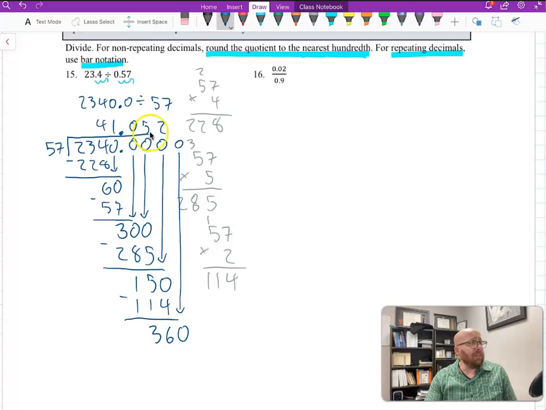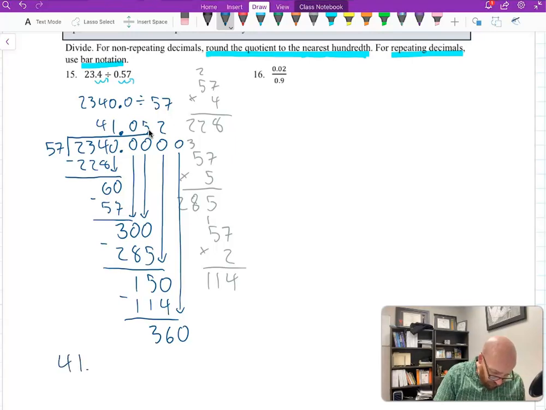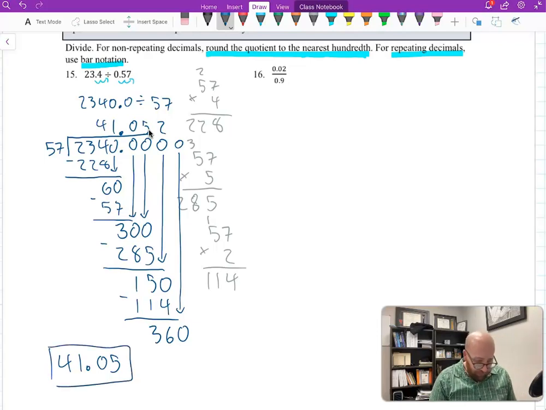We've already gone out to the thousandths place, haven't we? So we don't need to keep going. We can just stop right here. We're at the thousandths place with that 2 digit. That 2 is less than 5, which means we're going to round down. So our final answer is 51.05. We don't have to go on any further.